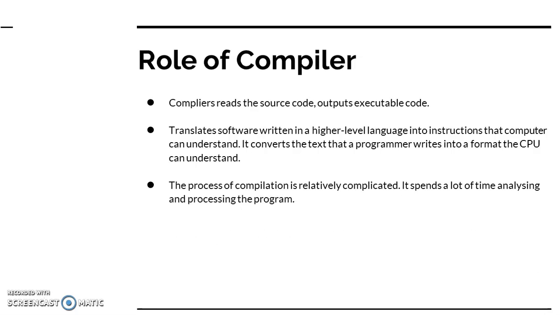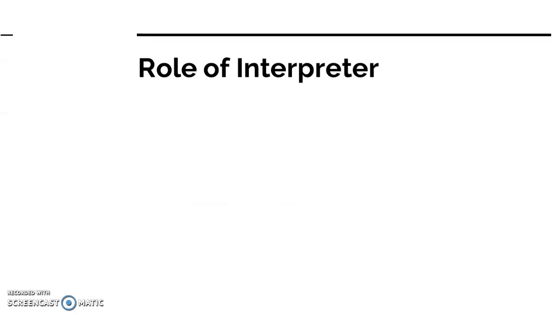The process of compilation is relatively complicated because during compilation it creates many data structures and much intermediate code. That's why it is very complicated. It spends a lot of time analyzing and processing the program. The executable result is some sort of machine-specific binary code.